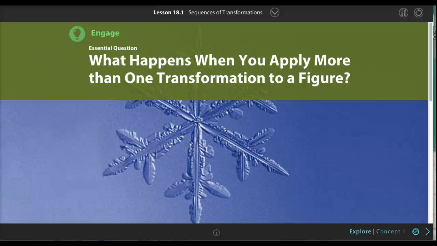Okay, so this is another section where everything is really intensely hands-on. So let's go ahead and write down your essential question first. What happens when you apply more than one transformation to a figure?